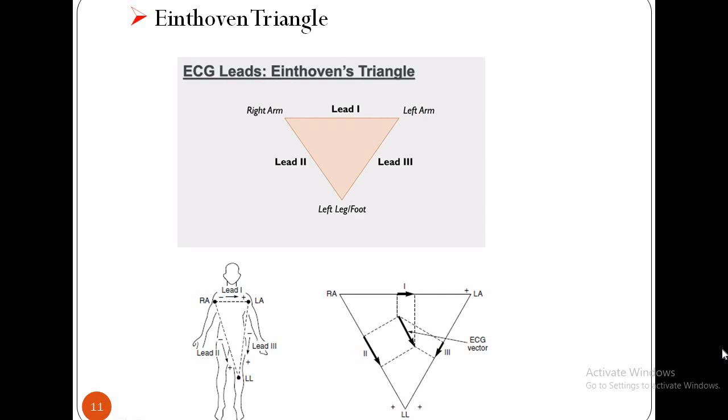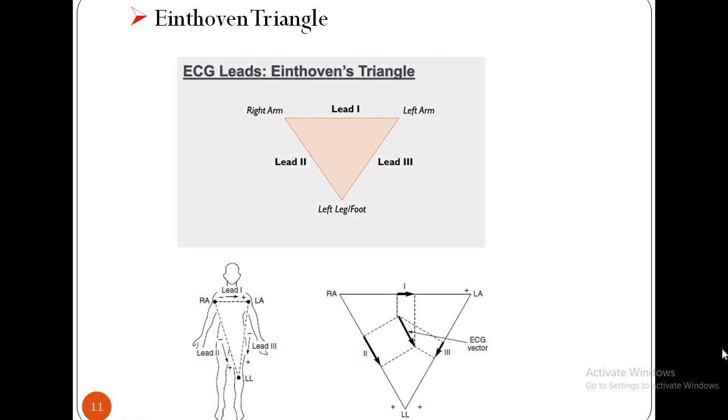In defining the bipolar leads, Einthoven postulated that at any given instant of the cardiac cycle, the electrical axis of the heart can be represented as a two-dimensional vector. The ECG measured from any of the three basic limb leads is a time-variant single-dimensional component of the vector. He proposed that the electrical field of the heart could be represented diagrammatically as a triangle, with the heart ideally located at the center. This triangle is known as the Einthoven triangle.